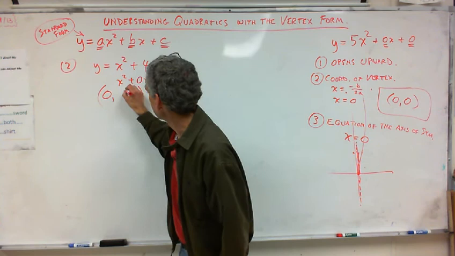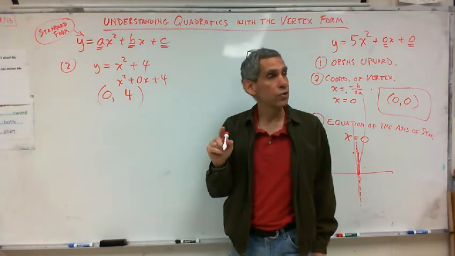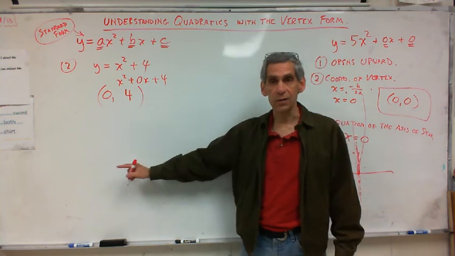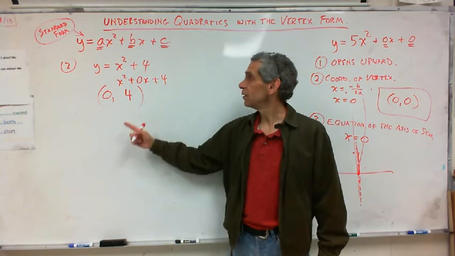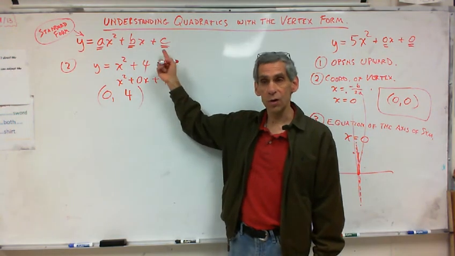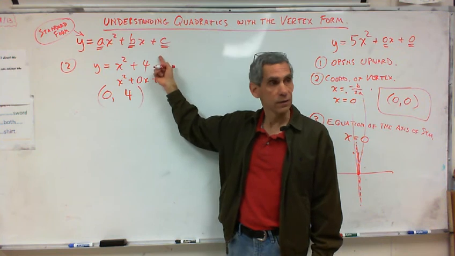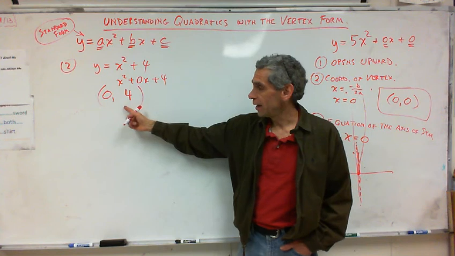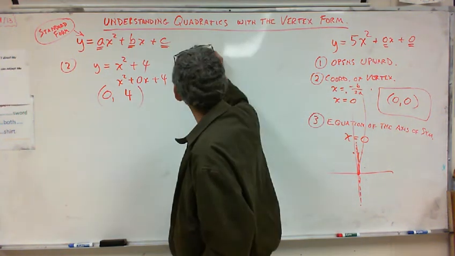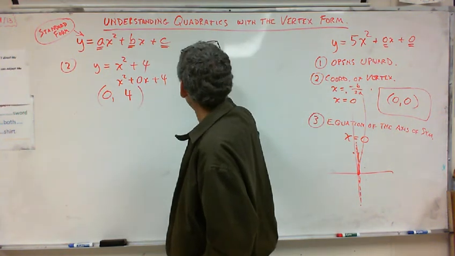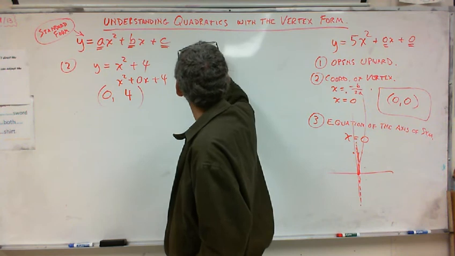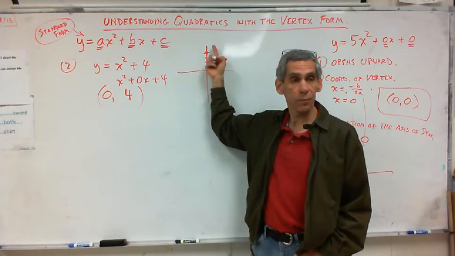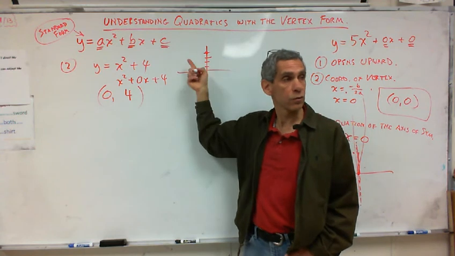Oh, that was the one other thing I didn't mention about the c. C is always your y-intercept. You might want to add that to that little list of things for the c. It will always intercept the y-axis at c. So that is my vertex. So if I was going to graph this, this is positive 4. 1, 2, 3, 4. I put a dot there. That's my vertex. And it's y equals x squared. So I go over 1 up 1, over 1 up 1, over 2 up 4, over 2 up 4.